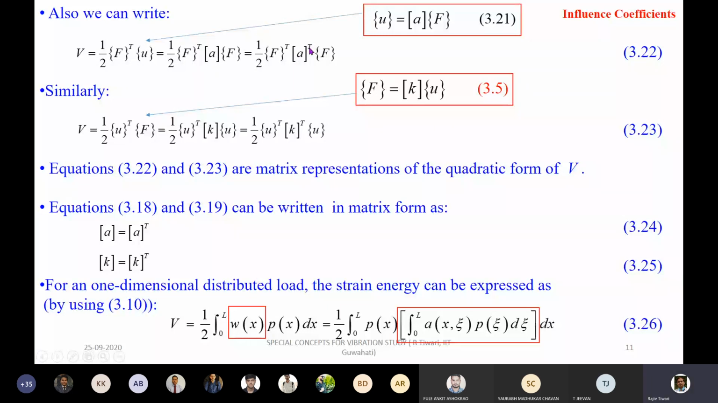Same thing for the stiffness. So for potential energy, we can write the transpose of U, and F we can replace here with K into U. So the potential energy can be written either in terms of the flexibility influence coefficient or the stiffness influence coefficient, because they are related. Only thing is, here they are U, but there the forces are there.